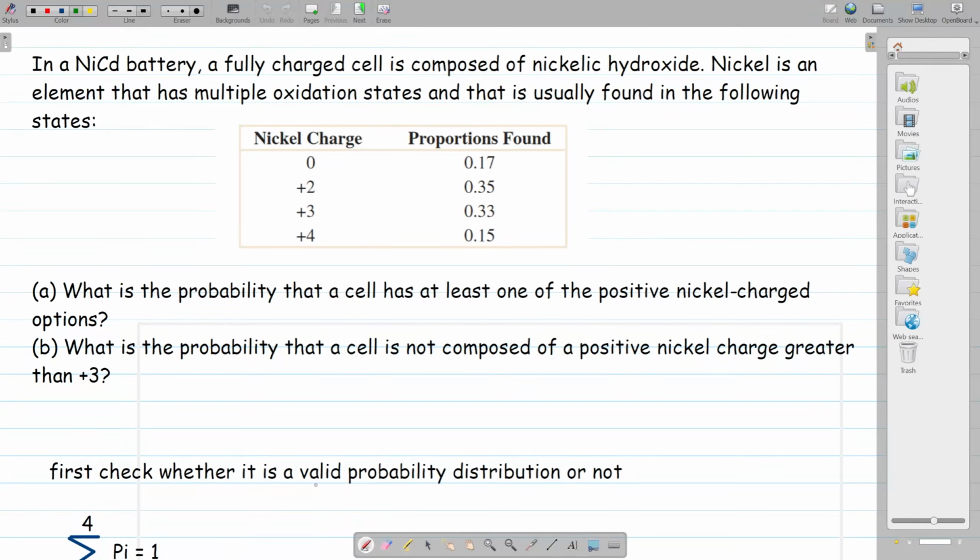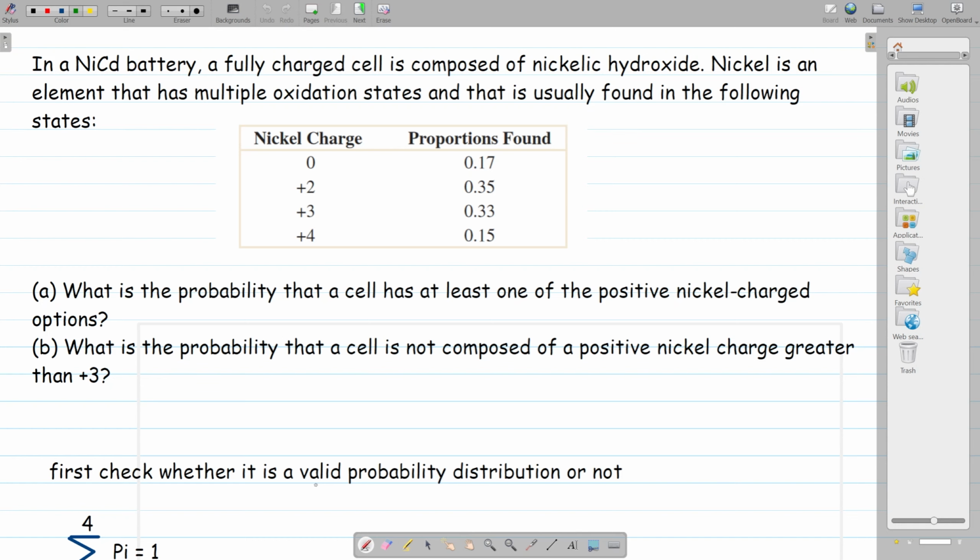Hello students, today we are going to discuss a new question under the topic of discrete probability distribution. Okay, let's look at the question. In a nickel cadmium battery, a fully charged cell is composed of nickelic hydroxide. Nickel is an element that has multiple oxidation states and that is usually found in the following states.